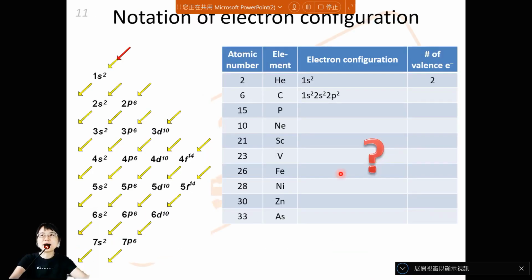If there is one element you want to know its electron configuration, what would you do? The answer is very easy. You search that element in Wikipedia.